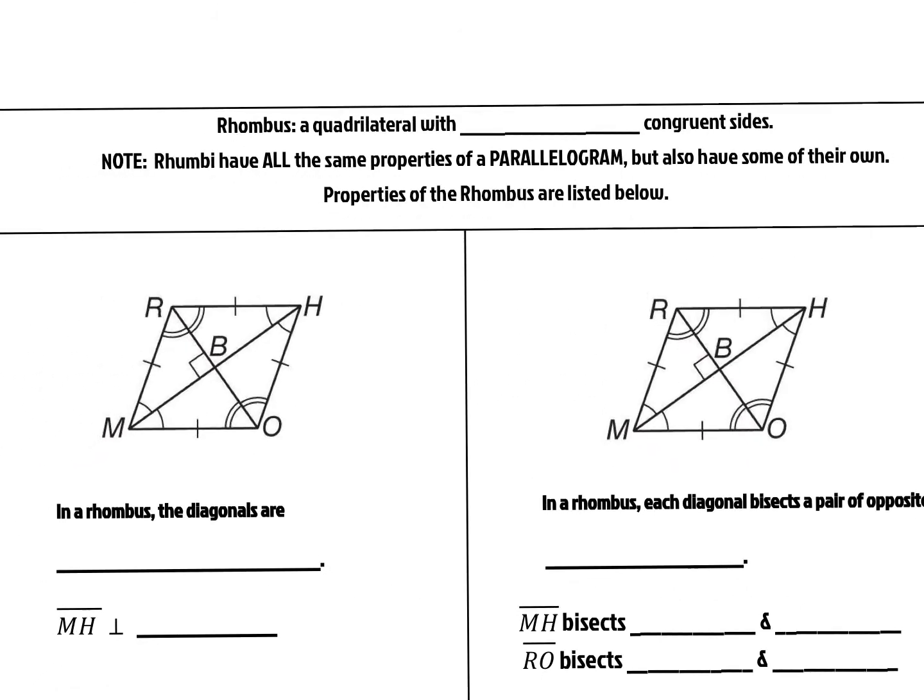So, the rhombus is a quadrilateral with 4 congruent sides. You can think of it as a square that we've slightly tilted off center. Now, rhombuses or rhombi have all the same properties of the parallelogram in addition to the following.